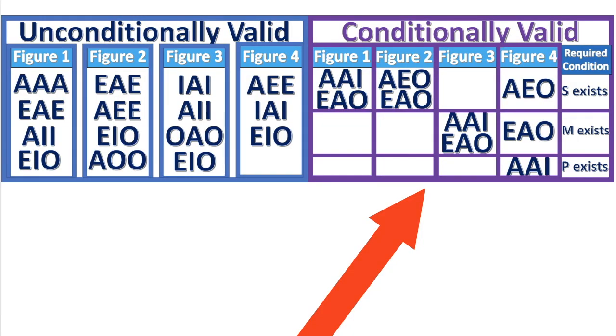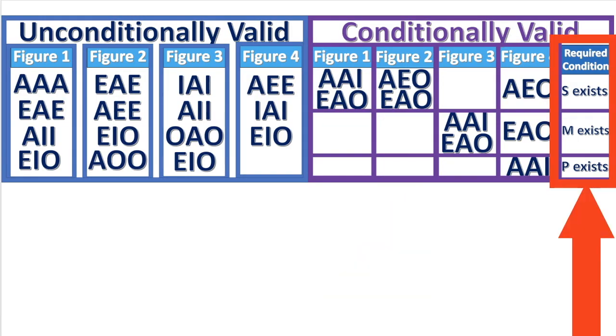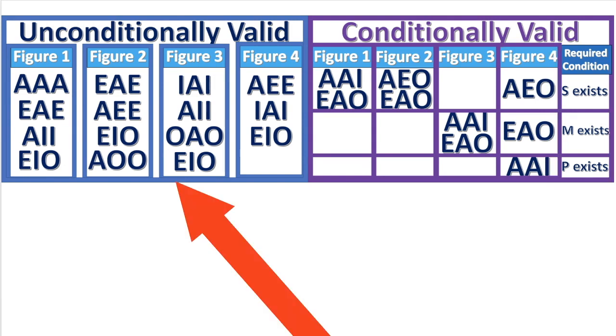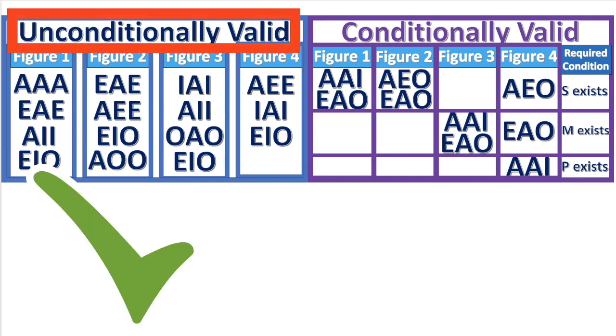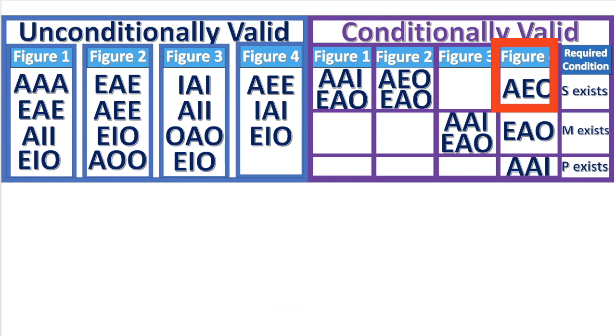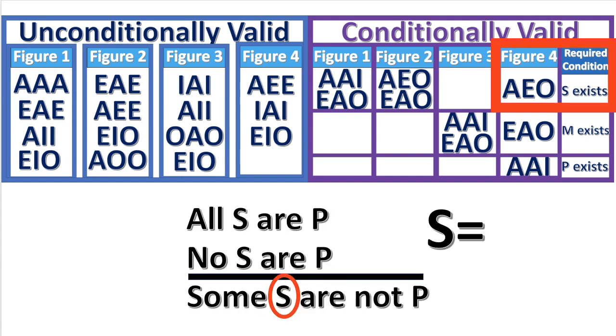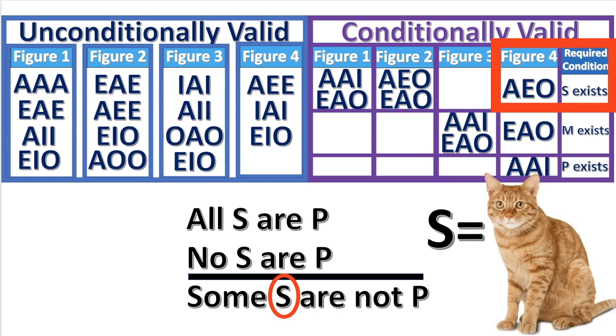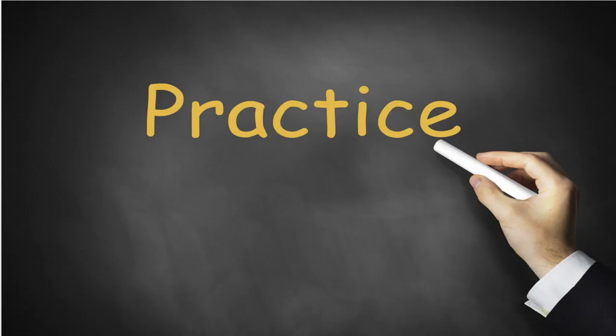That means if the form is on this list, then it is valid if one of the terms represents actually existing things. If the form is on this list, then the syllogism is valid regardless of whether or not the term represents actually existing things. For example, the form AEO4 is valid on the condition that S, the subject of the conclusion, represents actually existing things, such as a cow, a cat, or a fish. Let's work a practice problem.